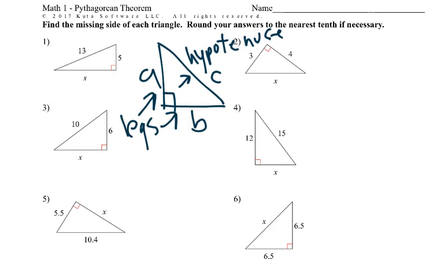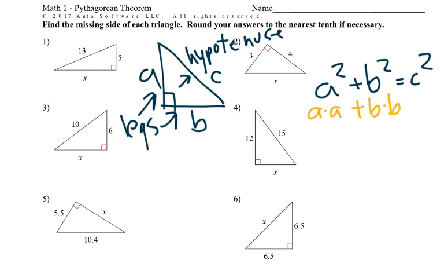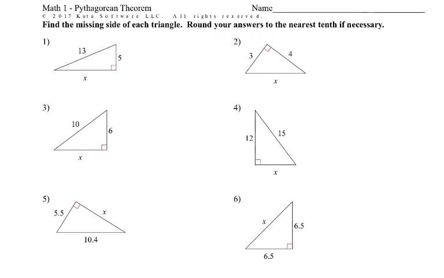Then the formula says that A squared plus B squared equals C squared. Now remember, these exponents mean A times A plus B times B equals C times C. Okay, that's essentially what it's saying. So in order for this to work, we have to be given two of these pieces of information, and we'll find the third. That's what we're going to do here for these first ones.